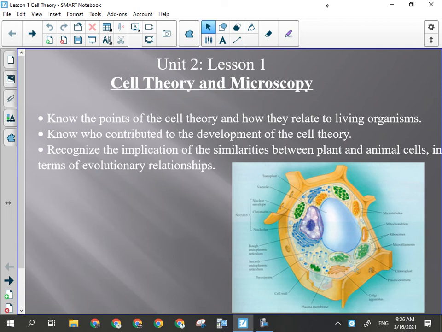Okay, so key points for today: the points of the cell theory and how they relate to living organisms. Know who contributed to the development of the cell theory. Recognize the implication of the similarities between plant and animal cells in terms of evolutionary relationships. So how are plants and animals related?